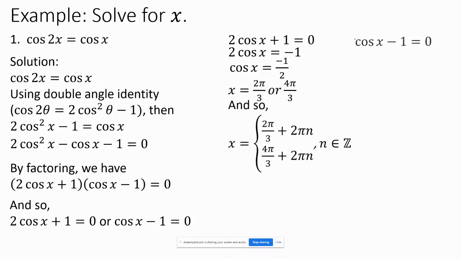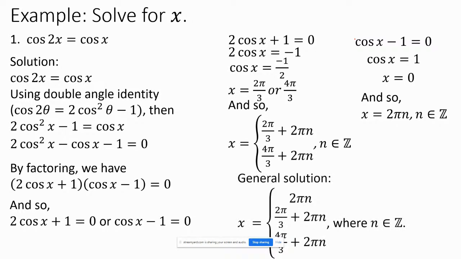The other one, cosine x minus 1 equals 0. Adding 1 to both sides, you have cosine x equals 1. So for cosine to have a value of 1, the angle must always be 0 or 2 pi. So x equals 0, or 2 pi n, where n is an integer. So our general solution now would be this one.